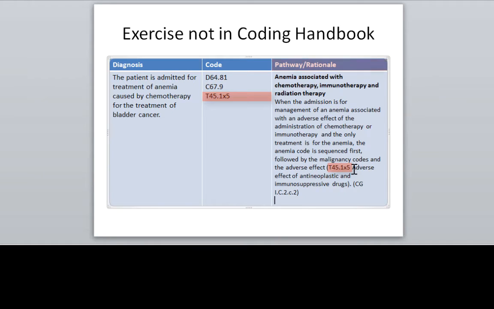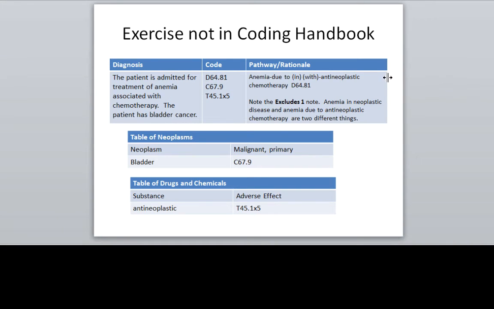So we see the T45.1X5 is already given to us as one of the codes that we're going to use. We also have the anemia code here, and here's your cancer code for bladder cancer. So here's your anemia code. The pathway is anemia due to anti-neoplastic chemo, D64.81. Note the excludes one note. Anemia in neoplastic disease and anemia due to anti-neoplastic chemo are two different things, two different codes.